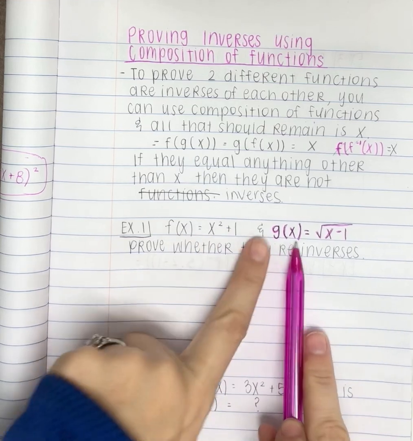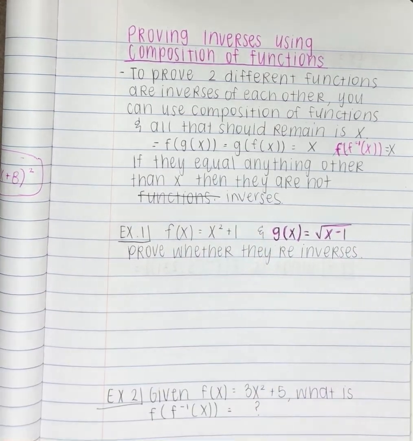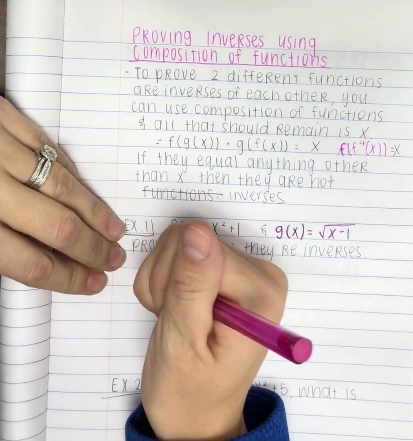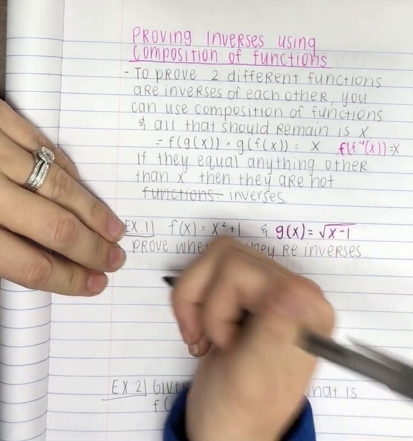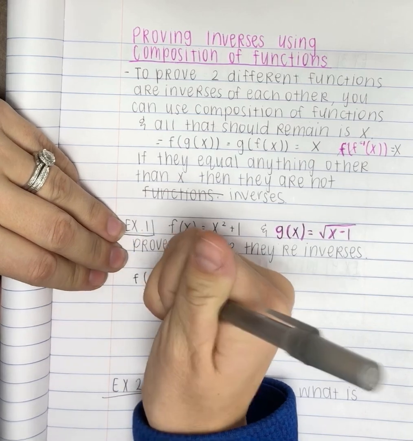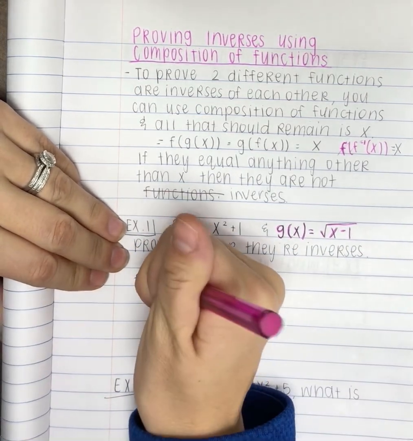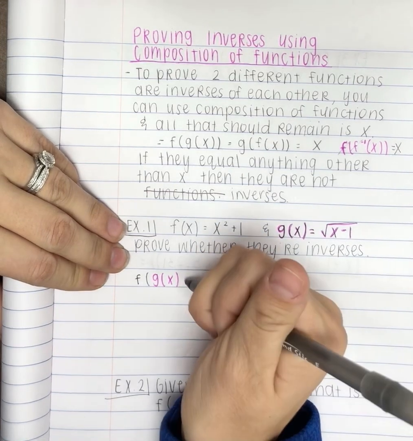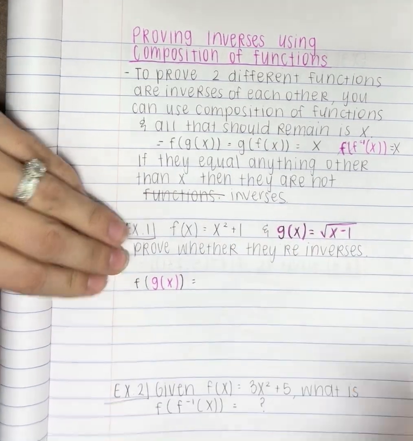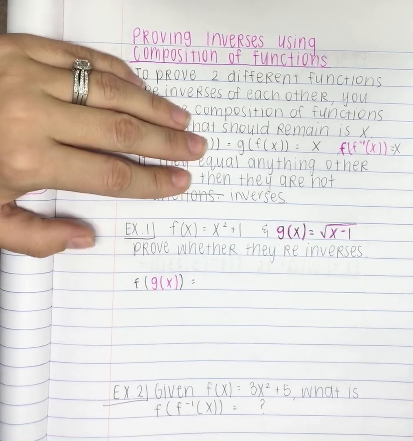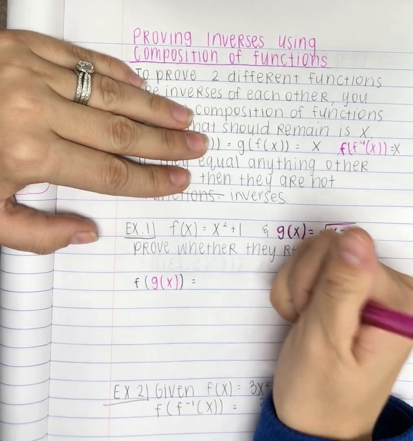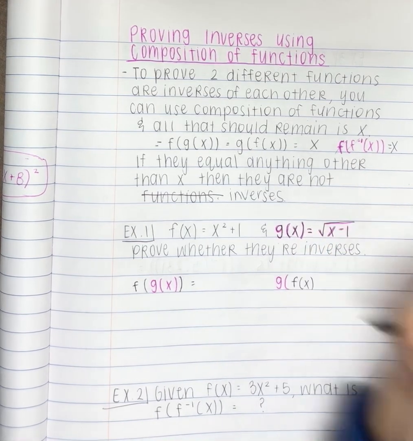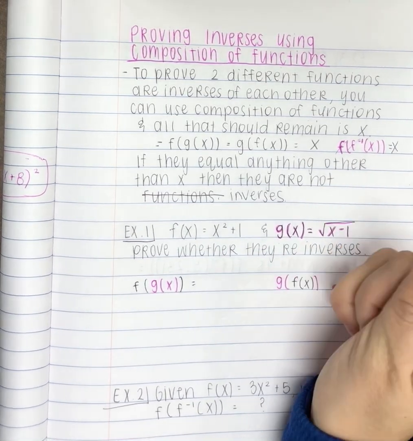So let's look at our first example below. We have f of x and we have g of x. We want to prove whether they're inverses. So we need f of g of x, putting g in the middle. Okay, we need to figure out what that's going to equal. And then we also need to do the same, but with f in the middle, and see what that equals.